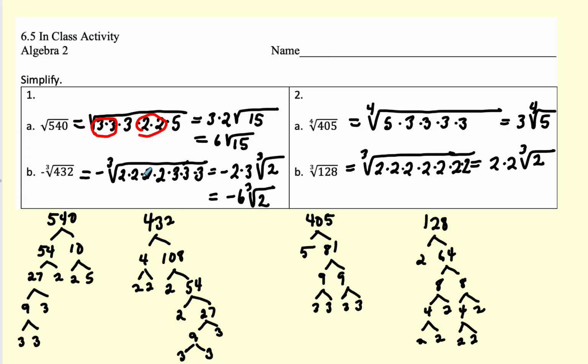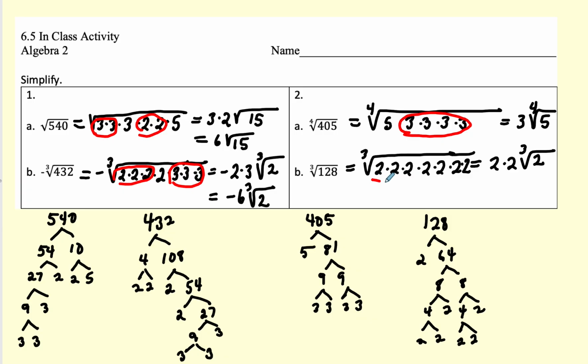On this next problem, I'm pulling out groups of 3 because it's a cube root. And when I pull out groups of 3, I will have a negative, a 2, a 3, and there will be a 2 in the radical. Over here, this is a fourth root, so I am looking for groups of 4. And so that'll come out, that'll be a 3, and there will be a 5 remaining under the radical.